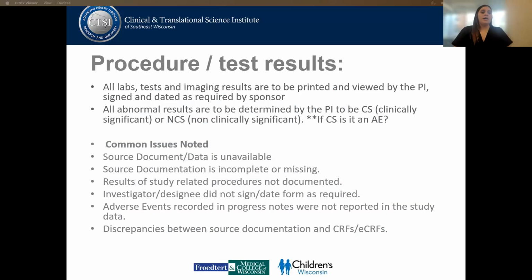So for procedure and test results, all labs, tests, and imaging results are to be printed and viewed by the PI, signed and dated as required by the sponsor. All abnormal results are to be determined by the PI to be either clinically significant or not clinically significant. That assessment has to be on that procedure or test result. He can't just sign it. He's got to determine the clinical significance as well. And then it's always important to know, if it is clinically significant, is that going to be an adverse event?